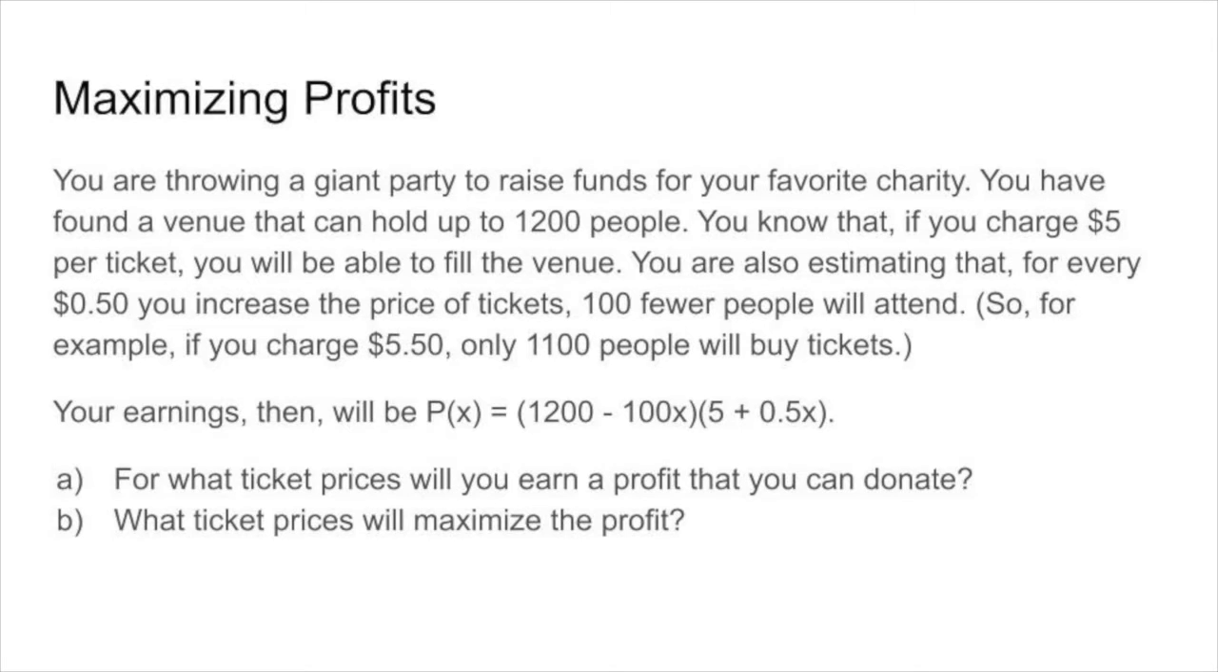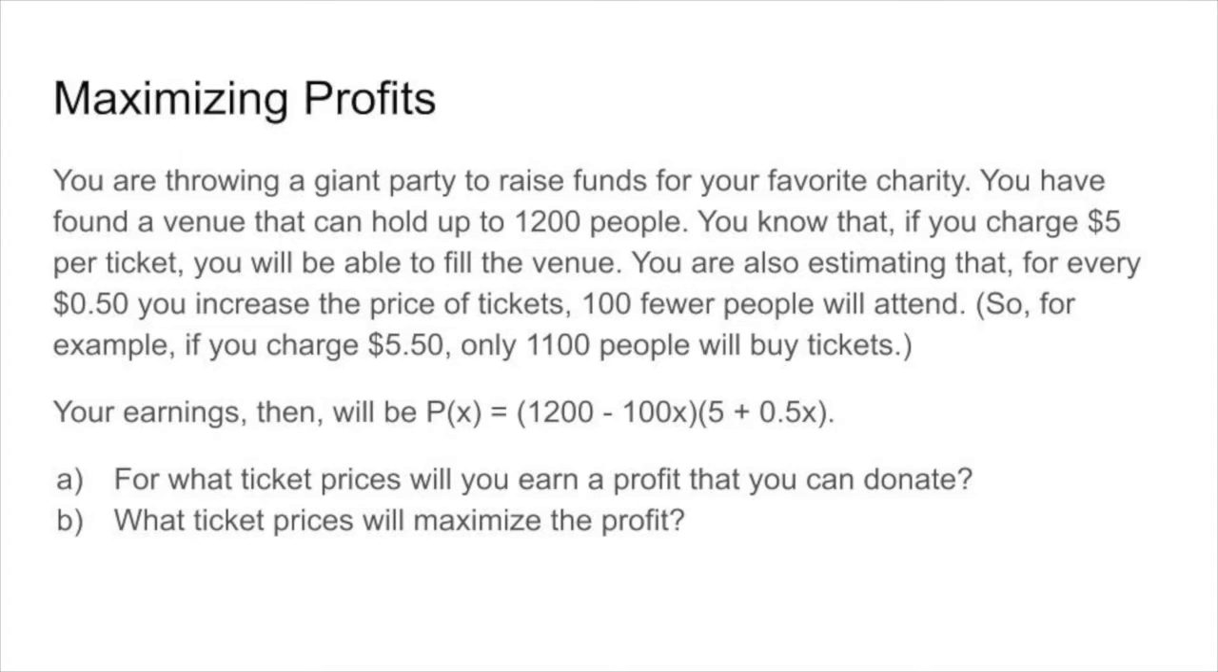Maximizing profits. So we're going to see a lot of problems like this today. I'm going to ask you to read it, and I'm going to read it out loud as well. You were throwing a giant party to raise funds for your favorite charity. Oh, that's nice of you. You found a venue that can hold up to 1,200 people. You know that if you charge $5 per ticket, you will be able to fill the venue. You are also estimating that for every 50 cents you increase the price of the tickets, 100 fewer people will attend. So for example, if you charge $5.50, only 1,100 people will buy tickets. That's 100 less because you increase the price by 50 cents.